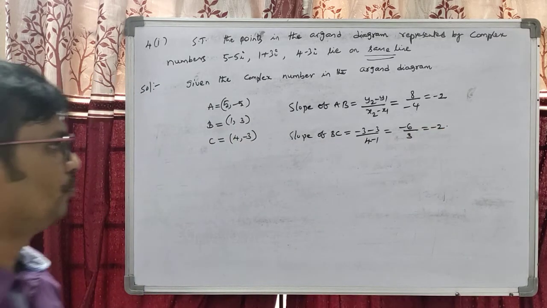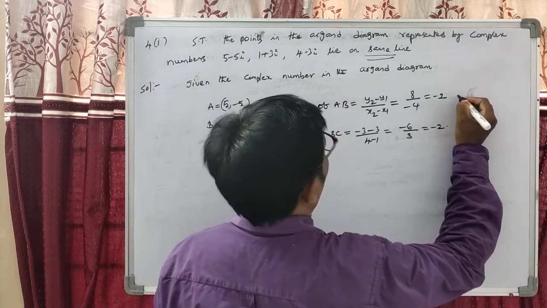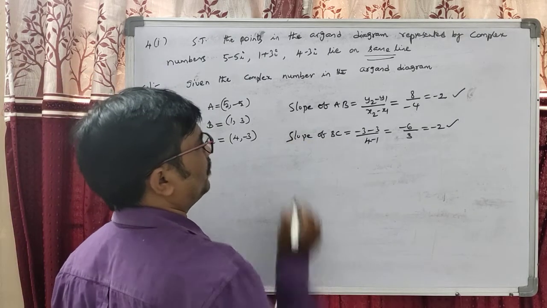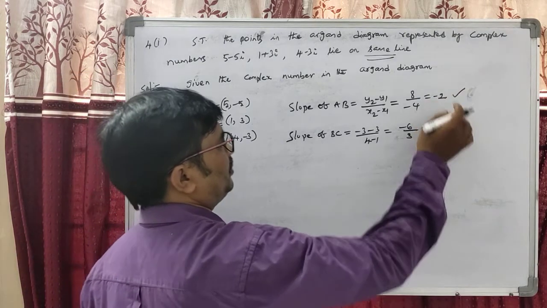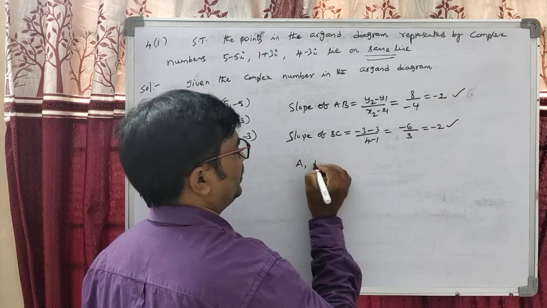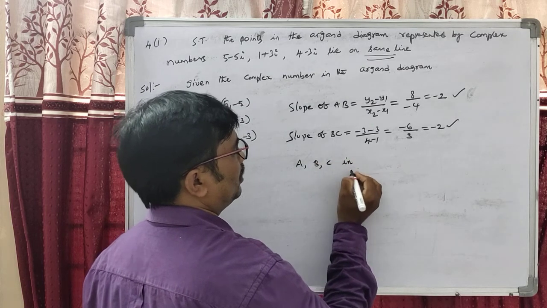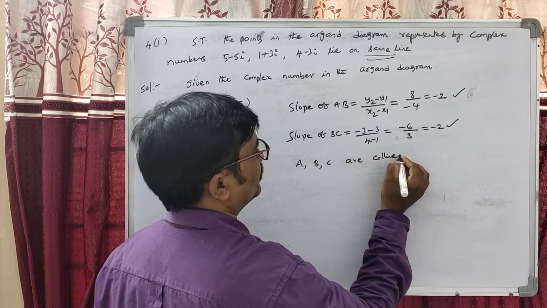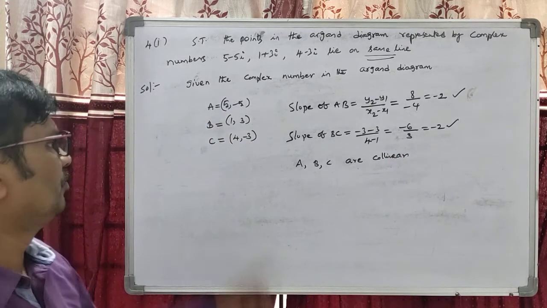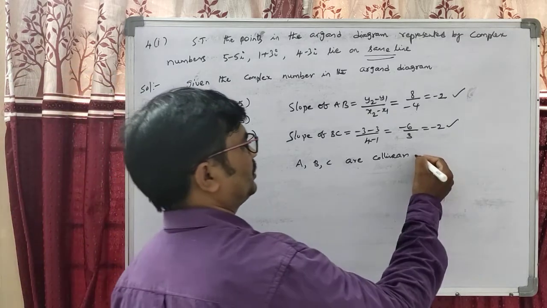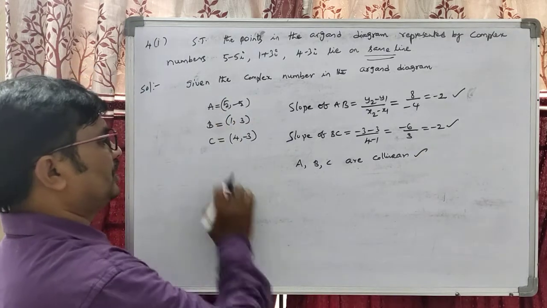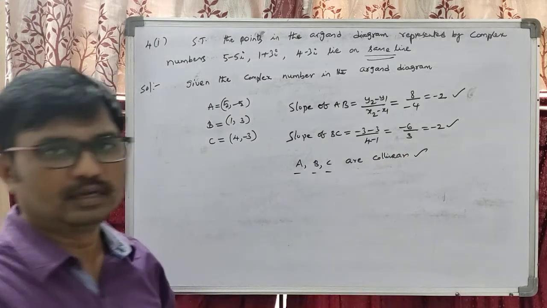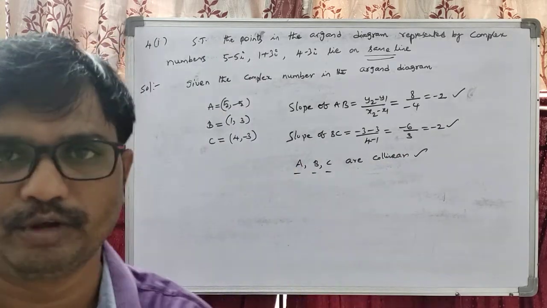Slope of AB equals slope of BC. Therefore, when the slope of AB and the slope of BC are equal, we can write that A, B, C are collinear. The points A, B, C are collinear. So when the slope of AB and slope of BC are equal, we simply say that A, B, C are collinear points. Okay students.